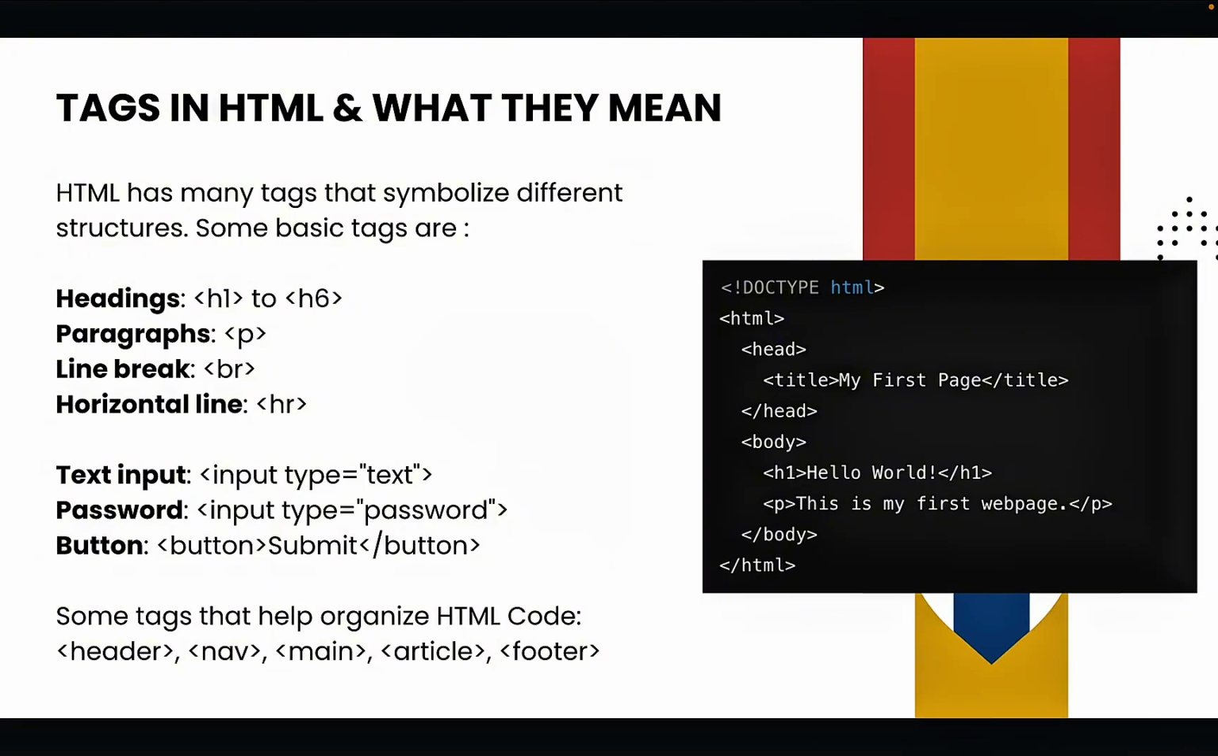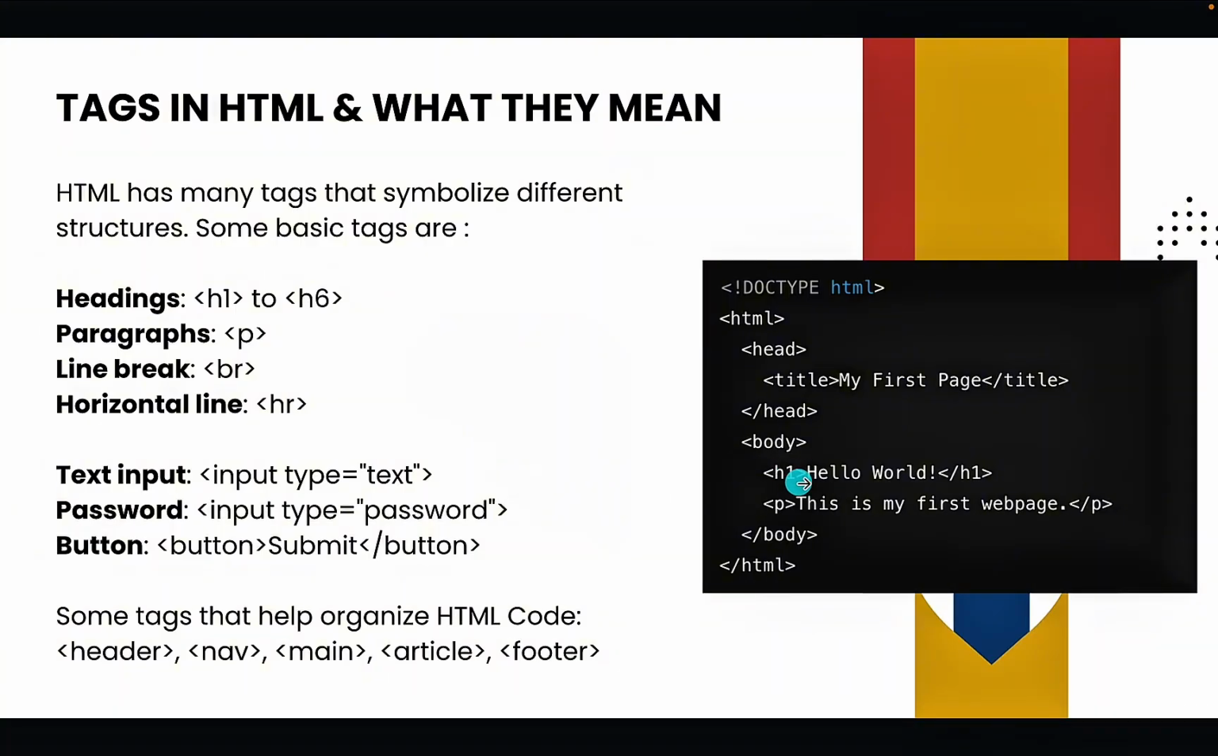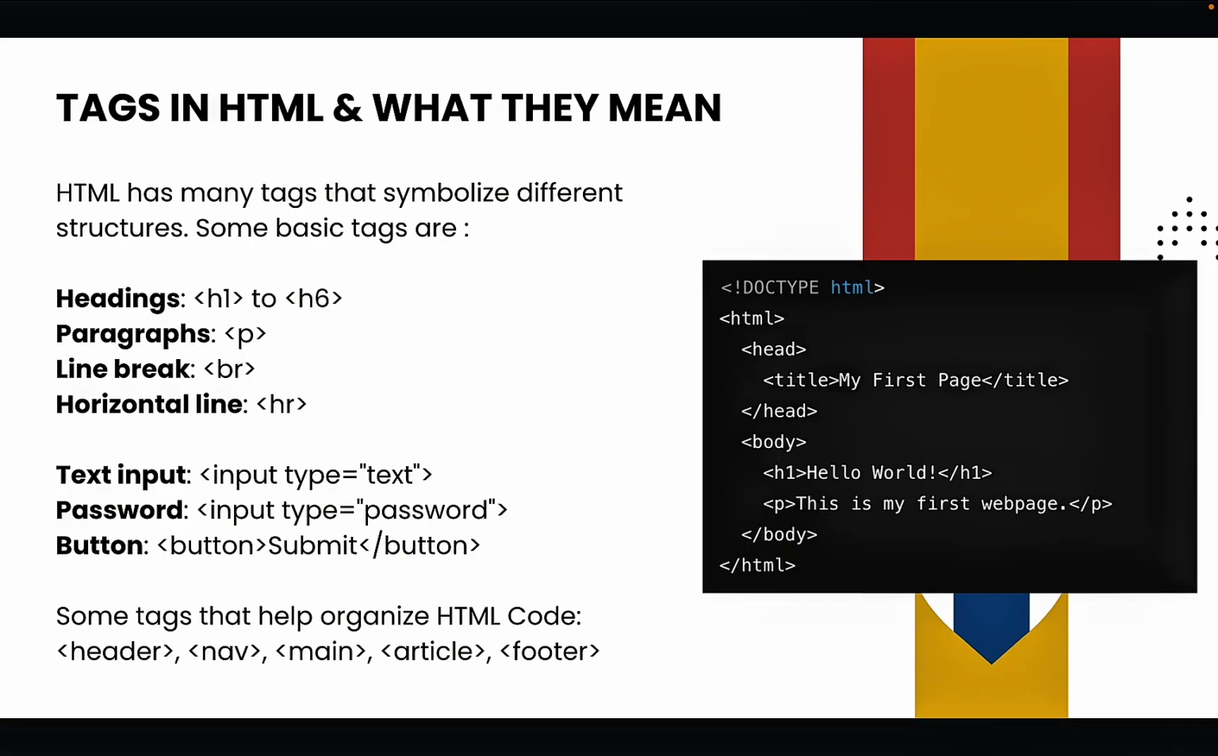So within HTML, there's many different tags, and they each correspond to a specific structure that we can use within our web pages. Some basic tags are headings, which has the tags of H1 to H6, and you can see it in this part of this photo right here. And then we have paragraphs, which has the P tag. We have a line break, and then there's also a horizontal line, which basically just has whatever text displayed horizontally.